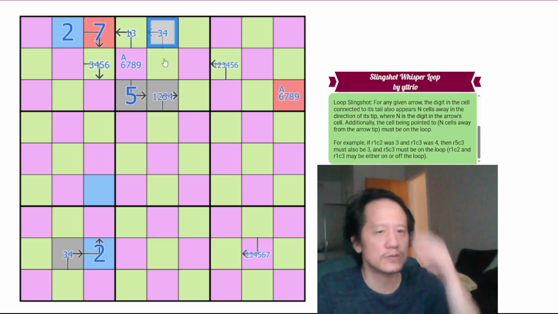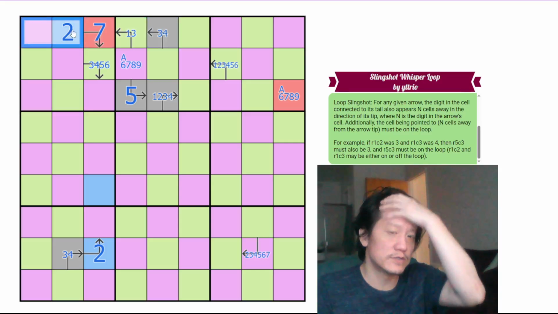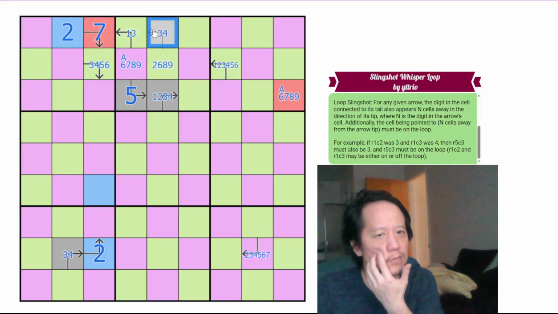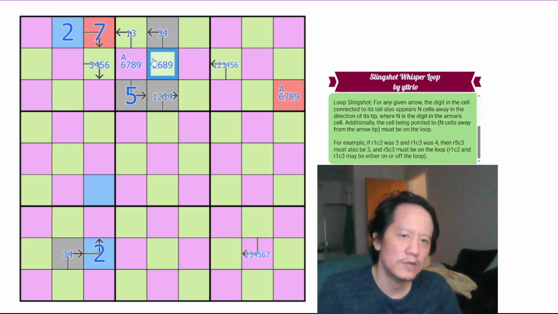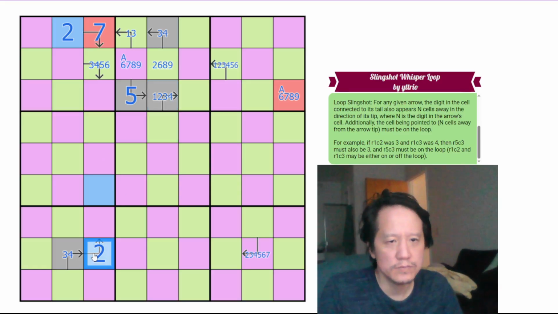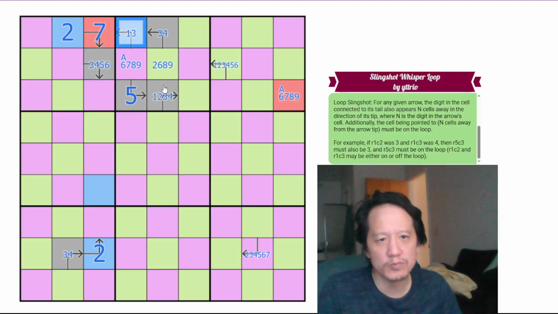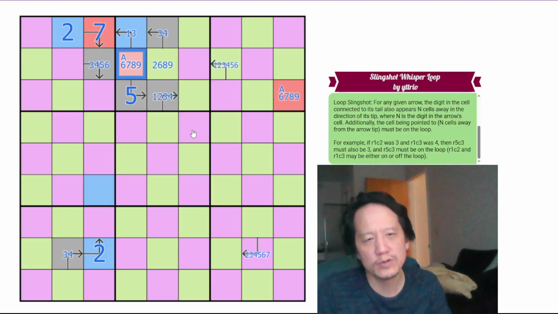This can't be 2. This is pointing to either this digit or this digit. So it's 2 or 6, 7, 8, and 9. We're not sure which. Can't be 7, because that cannot be 2 anymore. So it's 2, 6, 8, and 9. It cannot be on the loop here then, because if this were on the loop, it could only be 3 at most, or at minimum. So this is not on the loop, which means this must be on the loop. So this is on the loop, this must be on the loop.